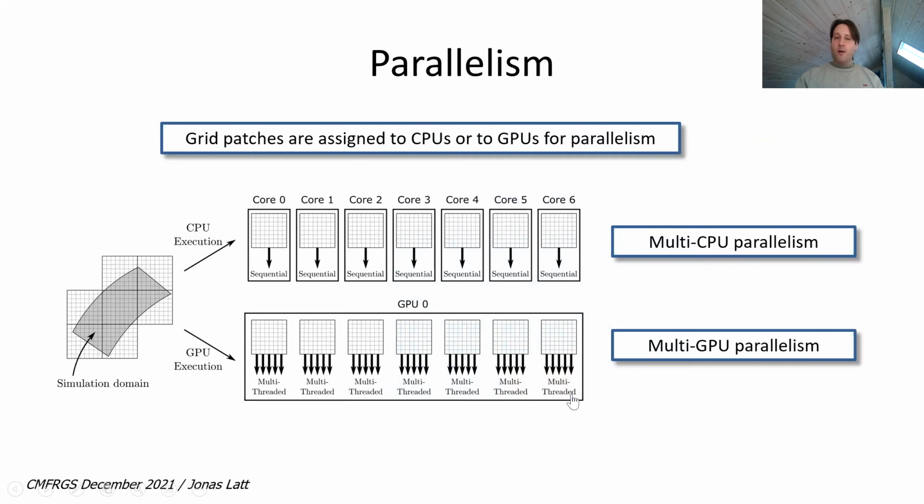And then once you have those grid patches, your problem is parallelized on CPU or on GPU. On CPU, every CPU core is just going to get one full or several full grid patches. And on GPU, that's a bit different because GPUs have many more cores than CPUs. So on GPUs, every single grid patch is going to be treated in a multi-threaded manner by all the cores of the GPU. But parallelism in both cases amounts to distributing those grid patches to all the available CPUs and GPUs.